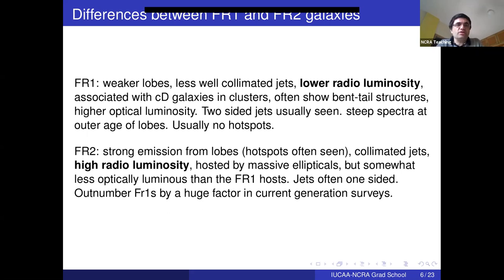Jets are often one-sided, not always, but often one-sided. And if you look at current generation surveys, the number of FR2s detected in them outnumber the number of FR1s by a fairly large factor, probably 20 to 30 times more FR2s are detected in radio surveys than FR1s. But this may be just a manifestation of the Malmquist bias and the evolution of the radio luminosity of radio galaxies with redshift. Because of the Malmquist bias, you will see only radio luminous galaxies at high redshift. So you will detect more FR2s than FR1s. And secondly, if there is an evolution in their properties with redshift, perhaps galaxies in general are brighter. So even more FR2s may get detected at high redshifts.